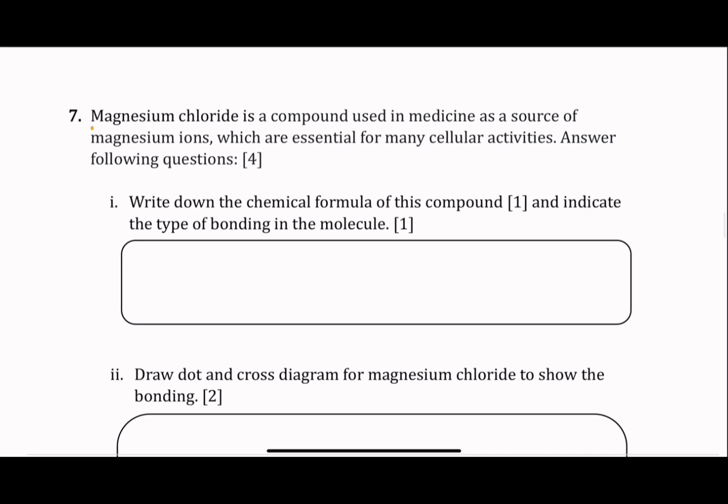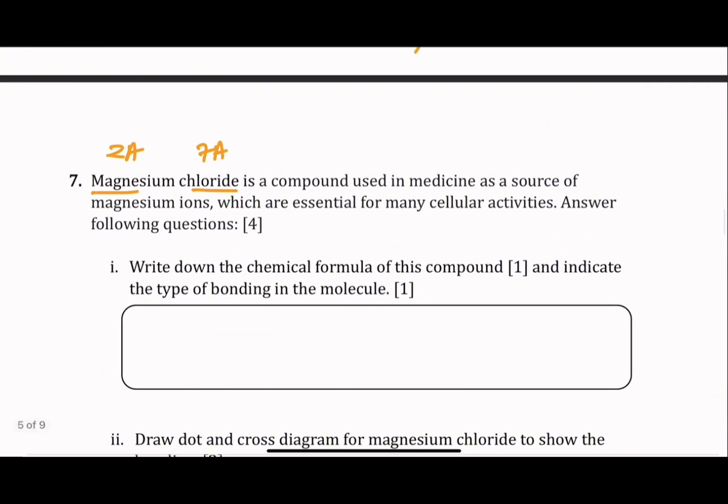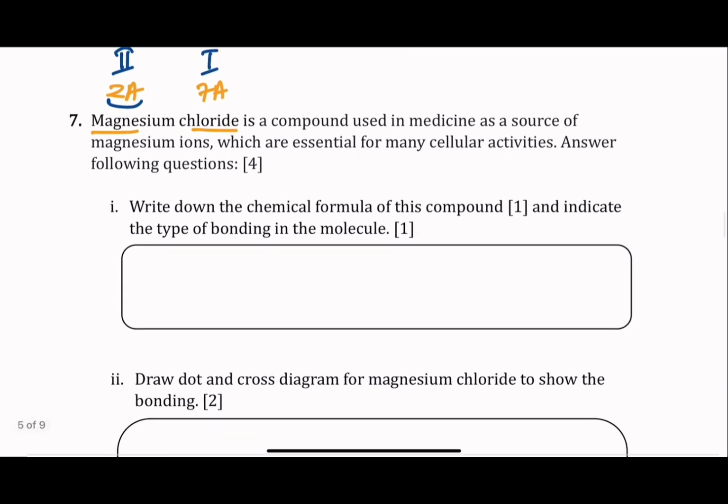It says magnesium chloride is a compound used in medicine. It gives you info about the magnesium. Magnesium, if you check out, it is a 2A group. Chloride, you will check out, it is 7A group. We know that to complete the octet, magnesium will lose 2 electrons, which will make it a valency 2, and 7A group needs 1 electron to complete the octet, which is why the valency is 1. It says write down the chemical formula of this compound.